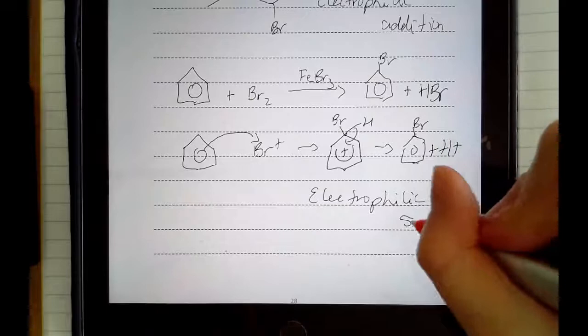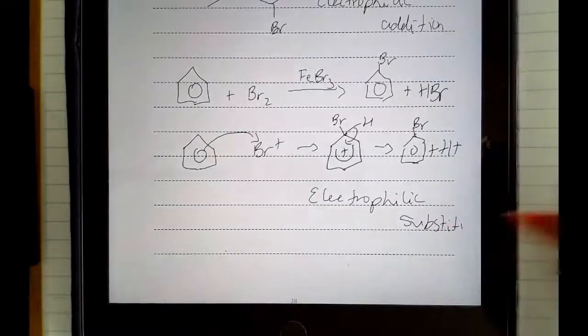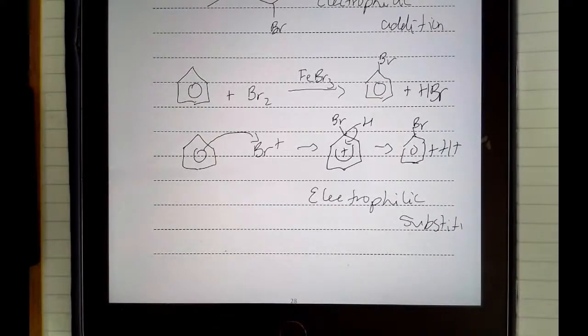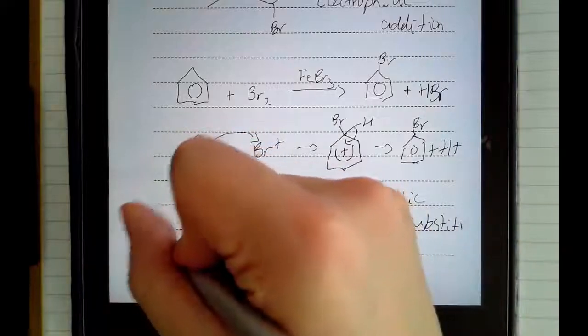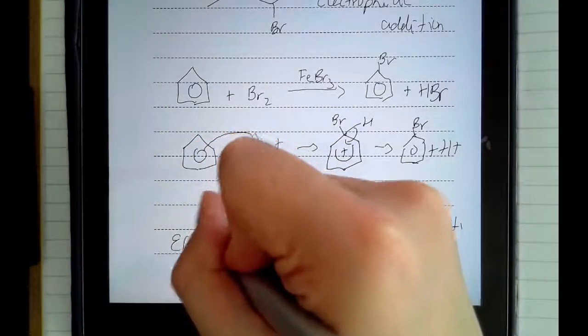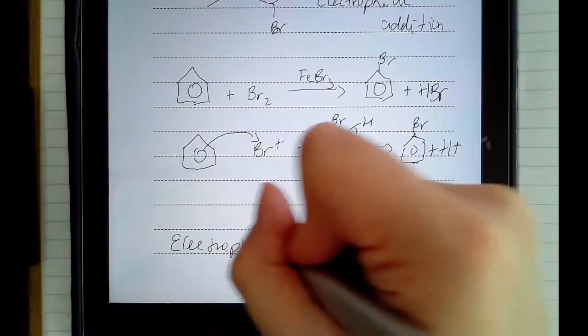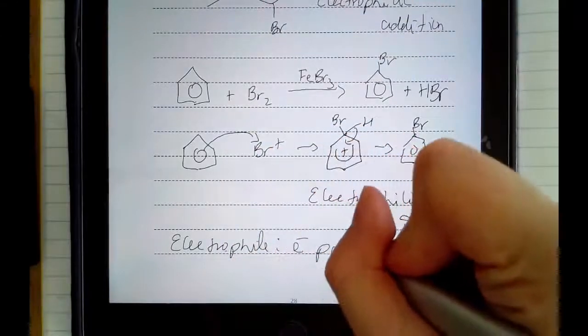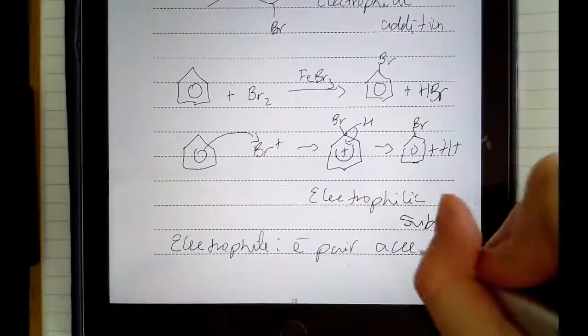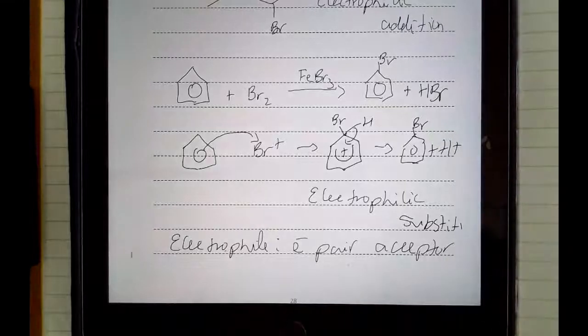And the other thing I would add to this answer for 6 marks is I would just add the definition of an electrophile. I'd have that someplace. I would just say that an electrophile is an electron pair acceptor. So I give a definition, and then I draw out 2 mechanisms.